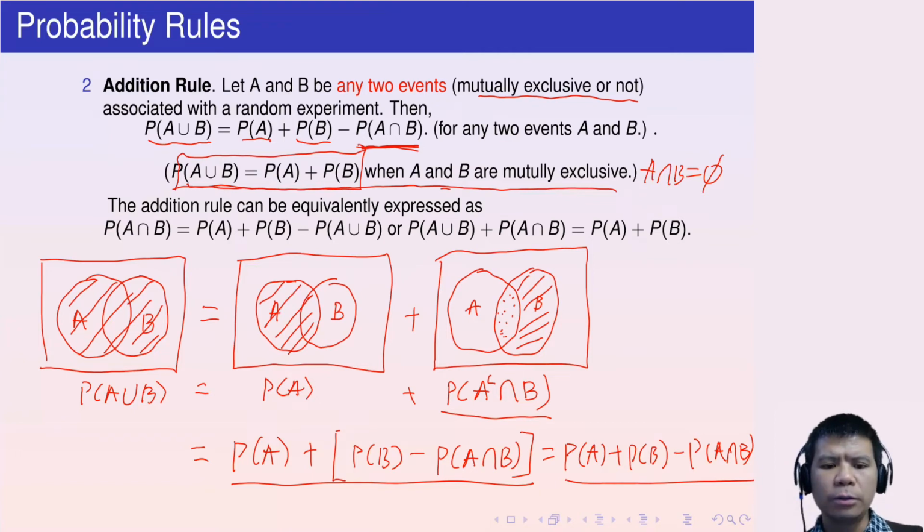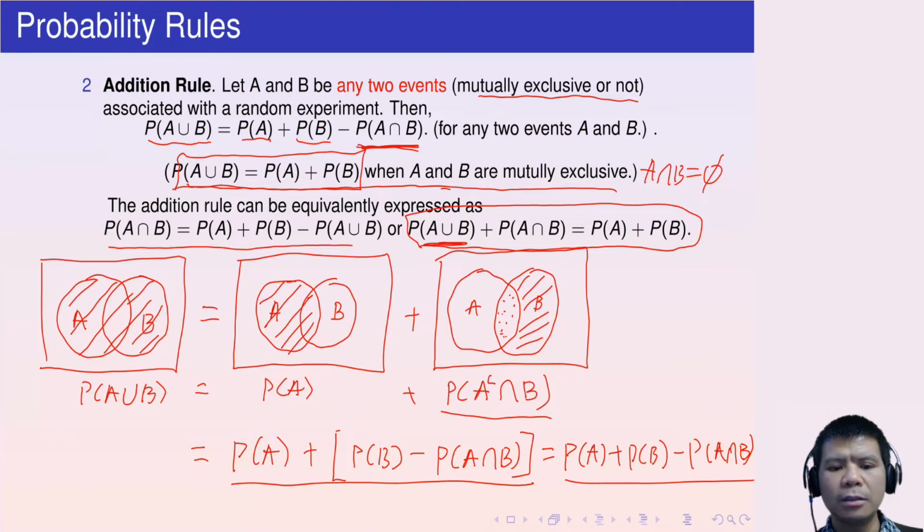Now, the addition rule can be equivalently expressed as follows. You have probability of the union equals the summation minus the probability of the intersection. So if you add the intersection on both sides, you will get this equation. And then if you subtract probability of the union on both sides, you will get this one. So these are equivalent forms of the addition rule.